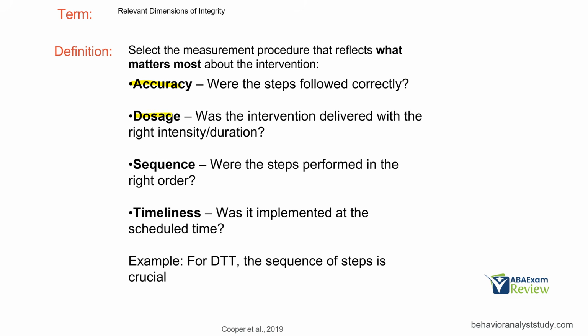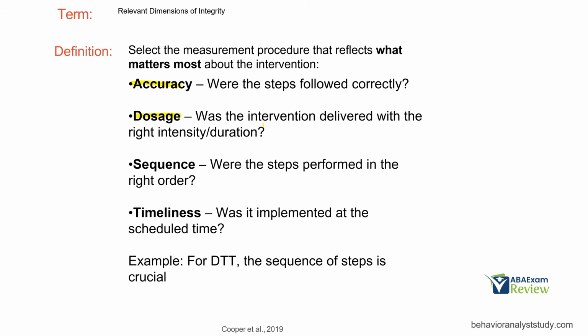What about dosage? Was the intervention delivered with the right intensity and duration? If you are telling your technician that we need to be doing discrete trial for 10 minutes straight, and they're cutting it short at 6 or 7 minutes, dosage might be wrong. If they're supposed to be giving reinforcement every 3 responses and they're giving it every 6, dosage might be wrong. So we're looking at accuracy.